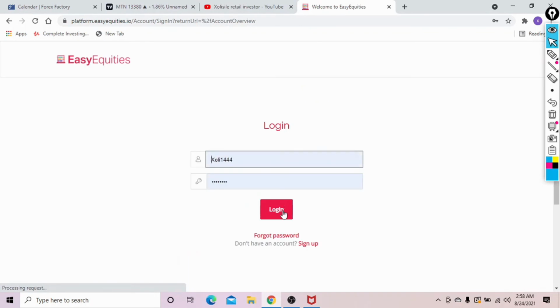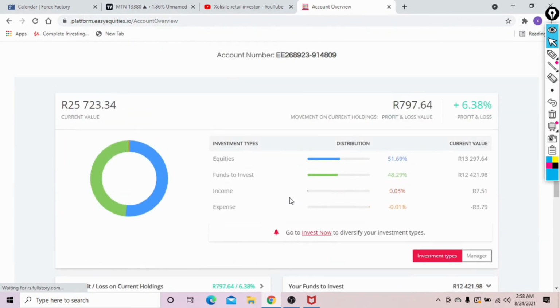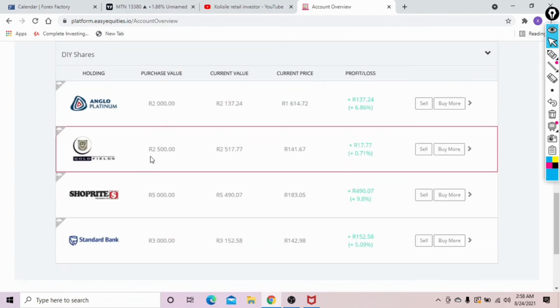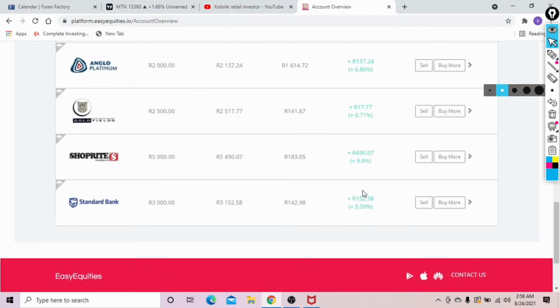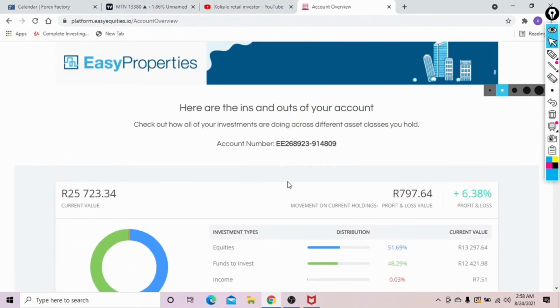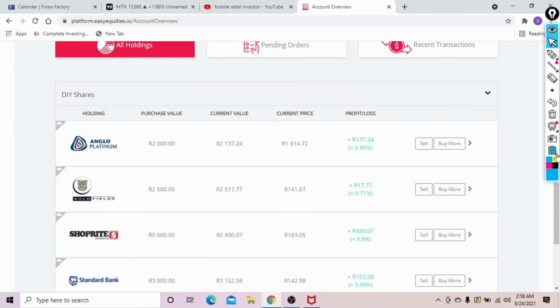I just bought these things based on my analysis that I was doing, and also sharing them on YouTube in this channel here. So if you check my holdings, currently I'm up by 6.38%, which is quite good. The profit of 797, that is awesome, because these purchases are just recent. I bought them this week, and last week ShopRite. So they're currently doing well. This portfolio is currently 2 weeks old with this capital here, because this is a recent deposit.